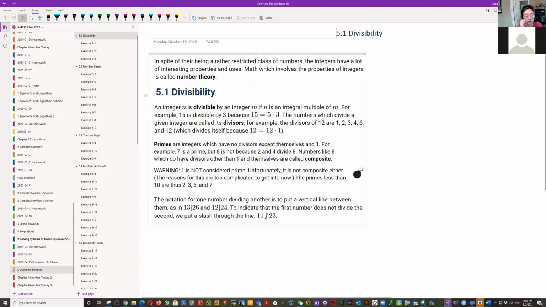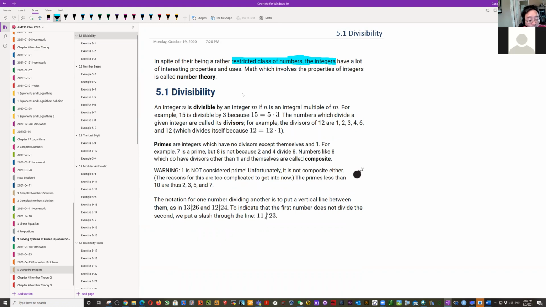So first we talk about divisibility. First, what is number theory? Integer is a fairly restricted class of numbers. It's fairly sparse on the number line, actually a tiny proportion of the whole thing. But it's very interesting because a lot of world entities are integers.